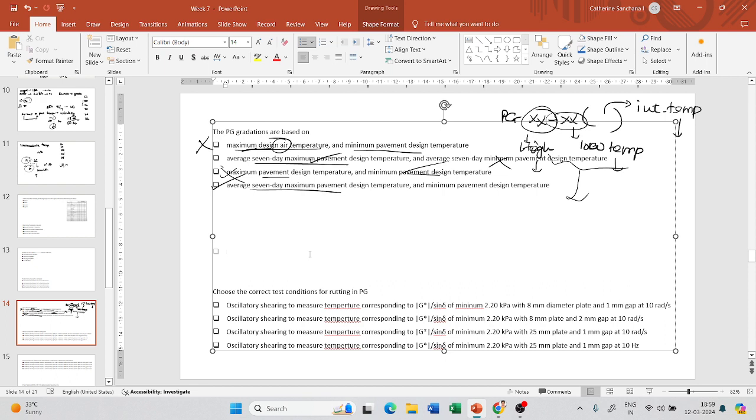Choose the correct test conditions for rutting in PG. So here, there's a typo here.